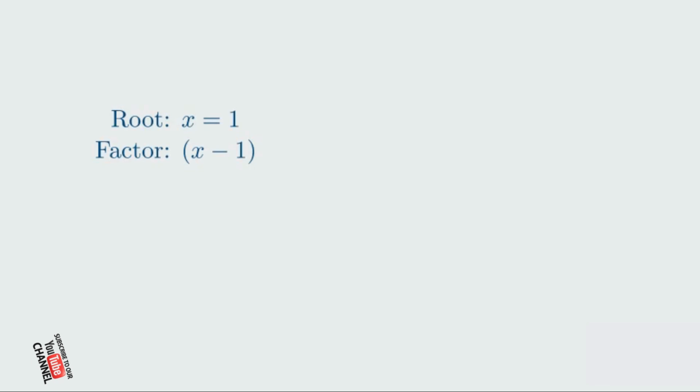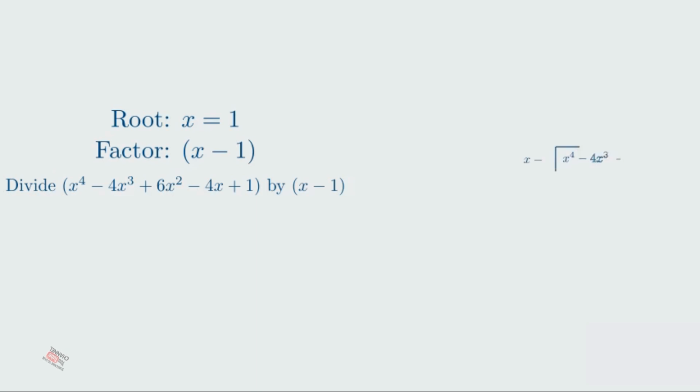To find the other factors, we can perform polynomial division. We'll divide x to the fourth minus 4x cubed plus 6x squared minus 4x plus 1 by x minus 1. Using long division, x cubed times x is x to the fourth. We write this below. x cubed times negative 1 is negative x cubed. Subtracting this whole expression from the first two terms gives us negative 3x cubed.